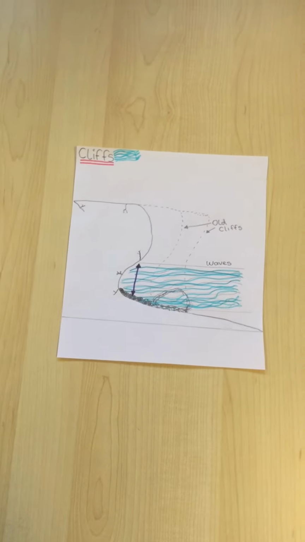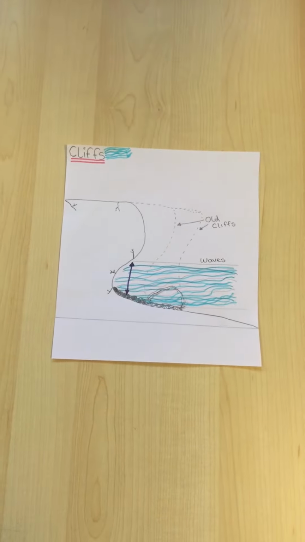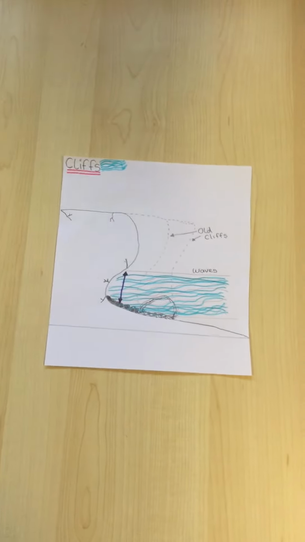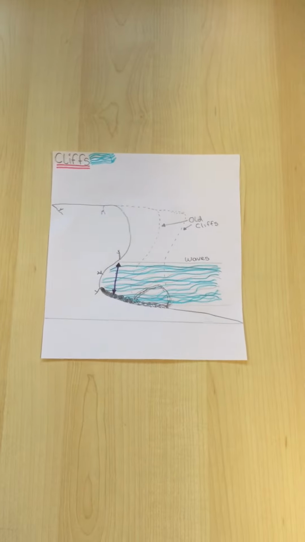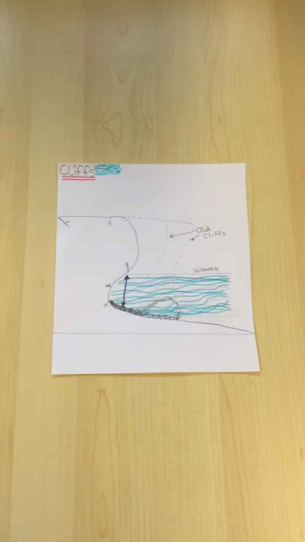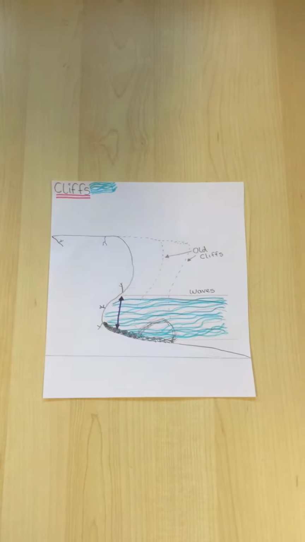Stage 4. As this process repeats several times over, a flat arc of rock appears in front of the cliffs called a wave-cut platform, which is the remains of the older cliffs.